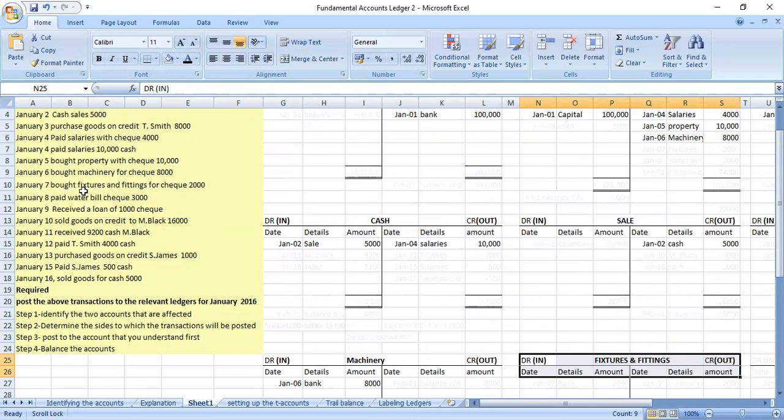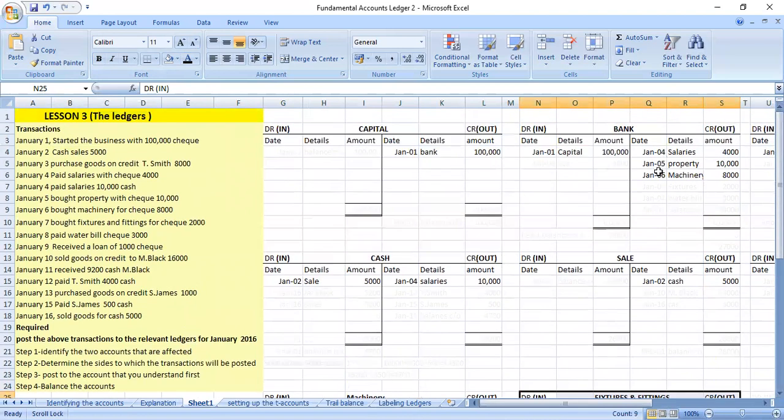January 7th, bought fixtures and fittings by check. Two accounts: fixtures and fittings and bank, and it's for $2,000. All right, so we're going to go into our bank account and say, okay, $2,000 came out of our bank account for fixtures and fittings on January 7th.